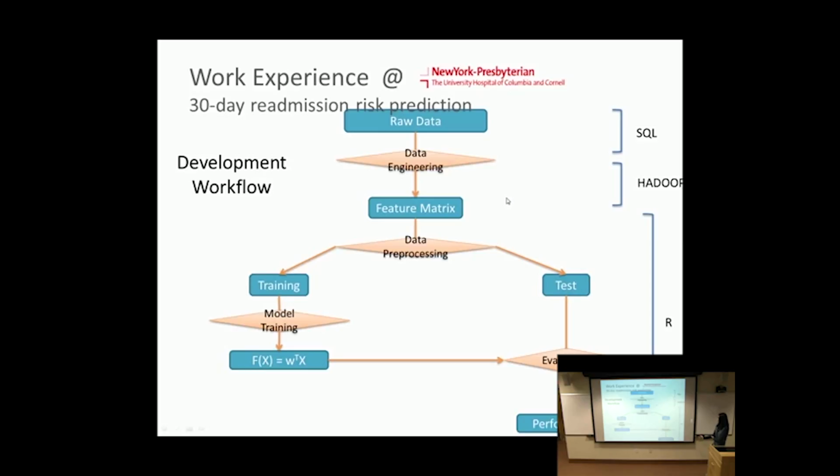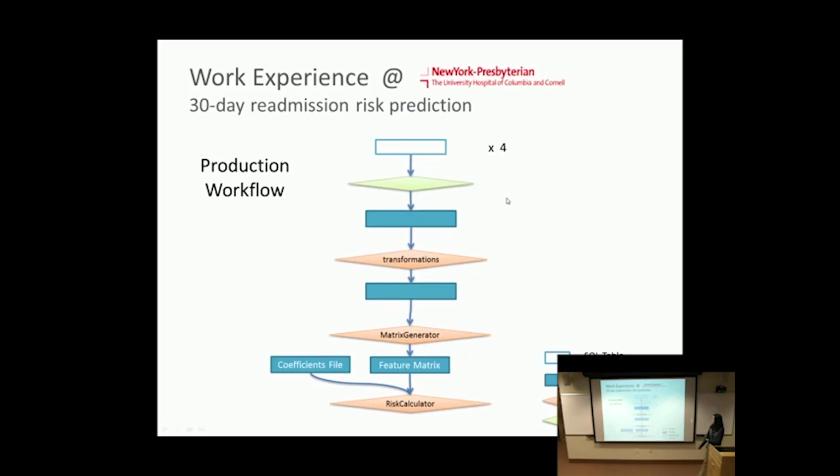At the very end of this process, you will have a coefficient file associated with the CHF model. Once you have the coefficient file, you have to deploy it in the production environment. In the production workflow, remember, the raw data still sits on the SQL database, and the first thing is to scoop them out onto HDFS and design four MapReduce jobs to calculate each group of features, which corresponds to the transformation step. Then there is another MapReduce job to merge these four different sets of features into a big feature matrix, and then you can apply the coefficient file to the feature matrix with another MapReduce job.